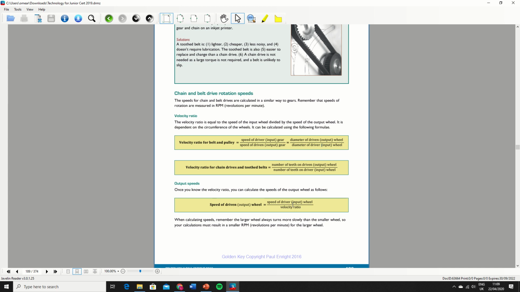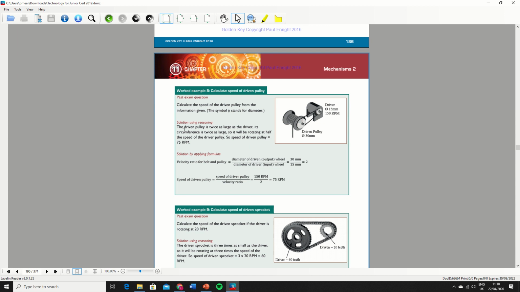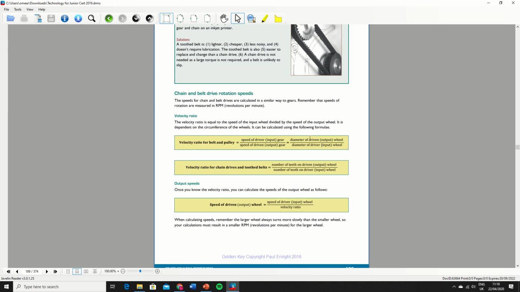And you'll have to calculate the velocity ratio from that and then calculate the output speed, so the driven speed. Okay, so we'll have a look at this one. Calculate the speed of the driven pulley from the information given. So we have our driven pulley here. It's not a toothed pulley, it's just a pulley, so there's no teeth on it. So that means we're going to be using this formula, the velocity ratio for a belt and pulley.